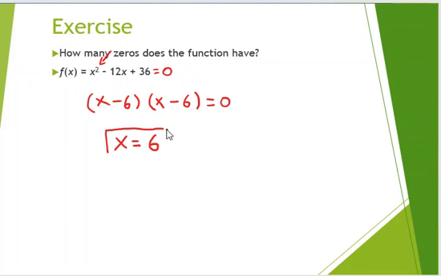Basically, it means that this parabola, because this is a parabola, we know that because this is a second degree function, polynomial, touches the x-axis only at one point, which is this one. Okay, but we'll talk about that in a different video.